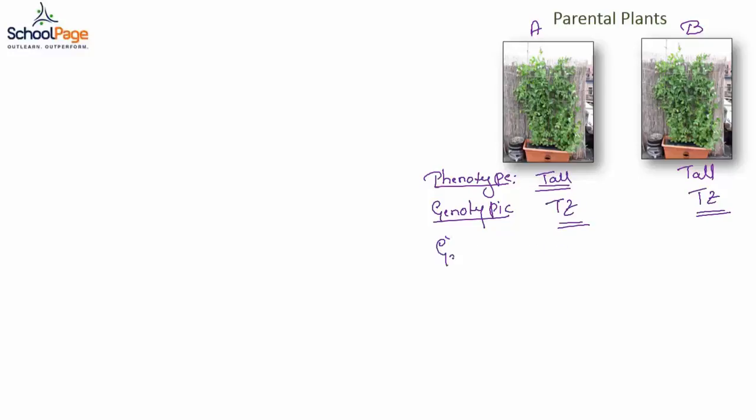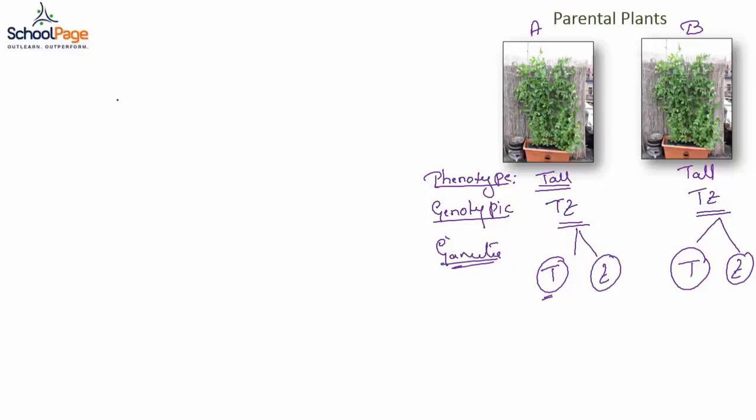The gametes produced will be of two types from these plants. So each plant produces two types of gametes: one which has the gene for tallness and one which has the gene for dwarfness. Here again it is the same. The plant B also produces two types of gametes, the first gamete with the gene for tallness and the second gamete with the gene for dwarfness.